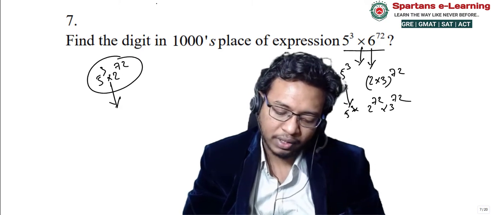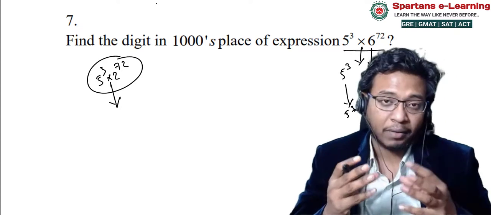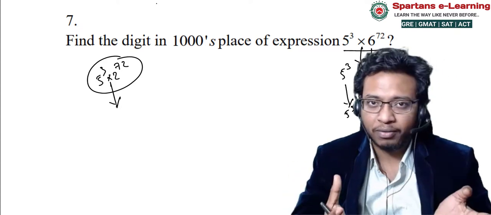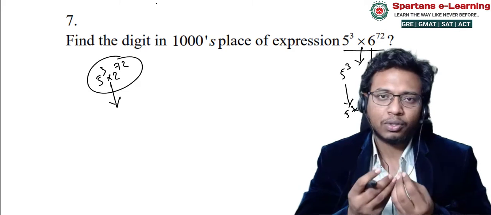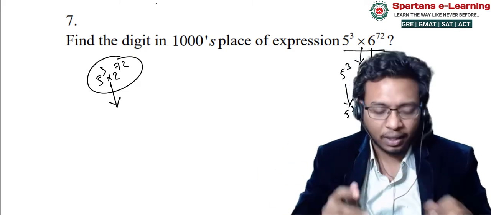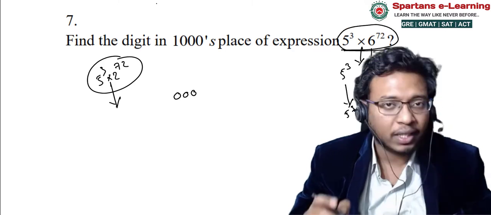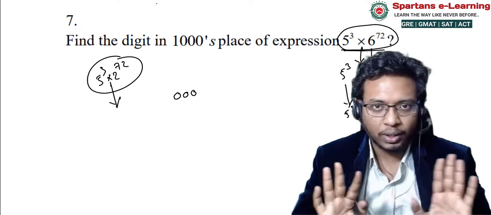So out of this, to get 1 zero you need 1 five and 1 two. But here 72 twos are there, and we don't have that many fives, we have only 3 fives. So take 3 fives and 3 twos, then you will get 3 zeros at the end. So you will have 000. So this product will have exactly 3 zeros at the end. Okay, till now it is fine.